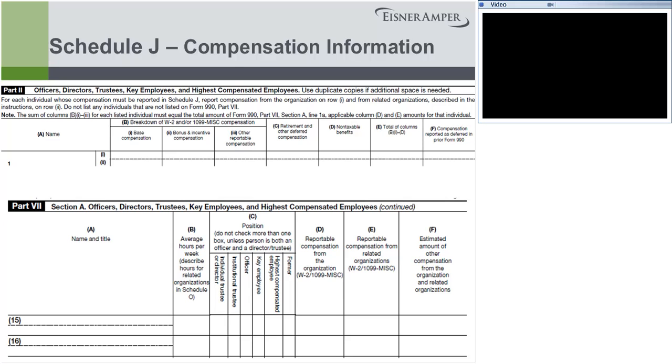But we have some sort of severance agreement where we're going to continue paying this person for a year, 2 years, whatever it might be. Okay, so that's why that's there.